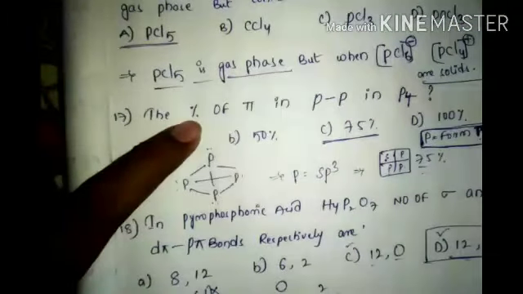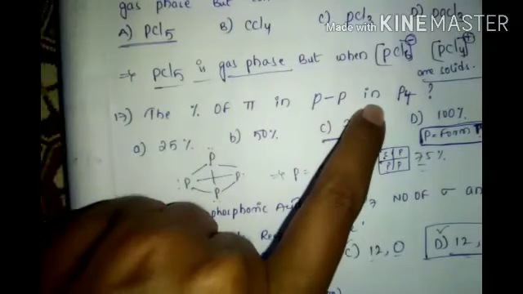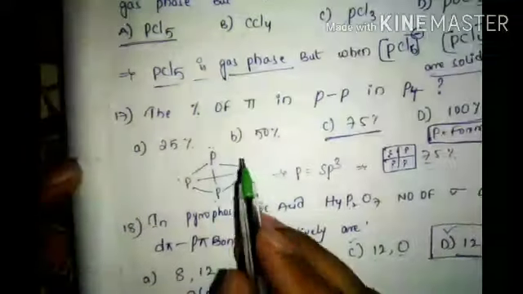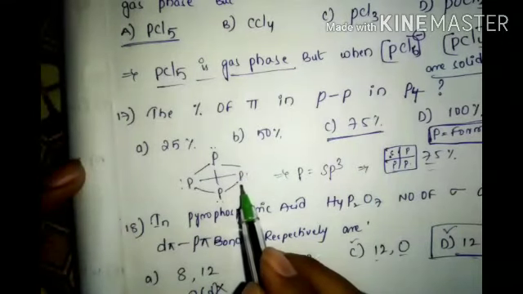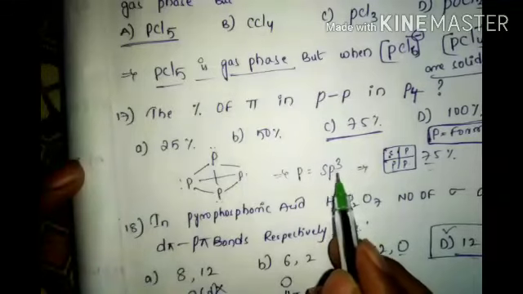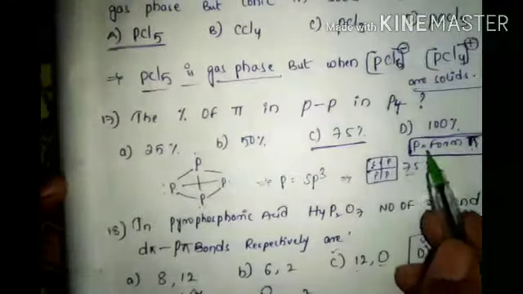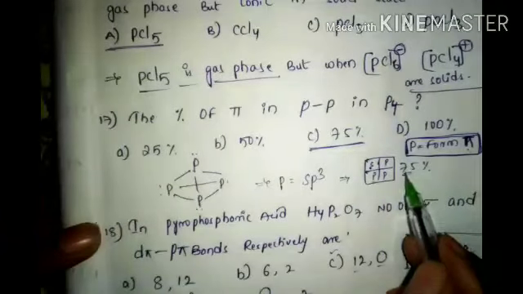Next, the percentage of pi character in the P-P bond, P single bond P in P4. These are all sp3 hybridized phosphorus. So s forms sigma bond, p forms pi bonds. So s character is 25, p character is 75. So 75 pi character.